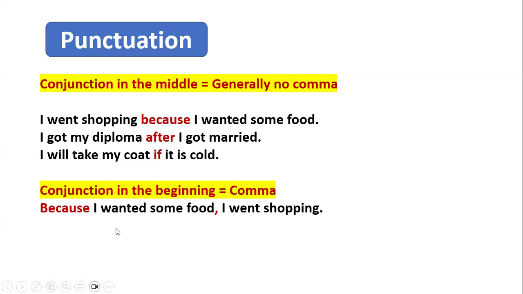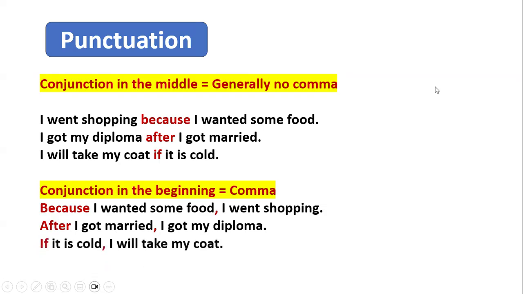After we put our dependent clause, we have to put a comma and then the independent clause. Another example: if I choose to put after at the beginning, then after I got married, comma, and then the completion of the sentence. If it is cold, so we're starting with if, then we have to add a comma here, then I will take my coat.